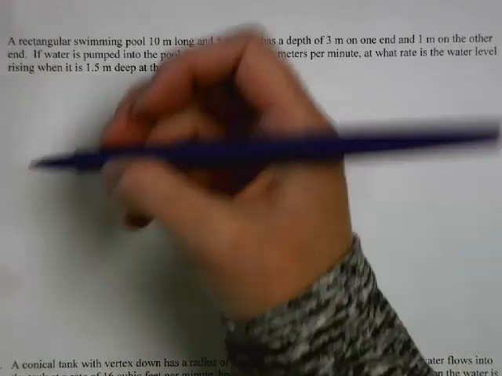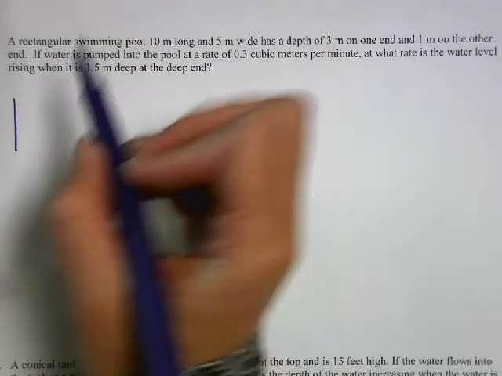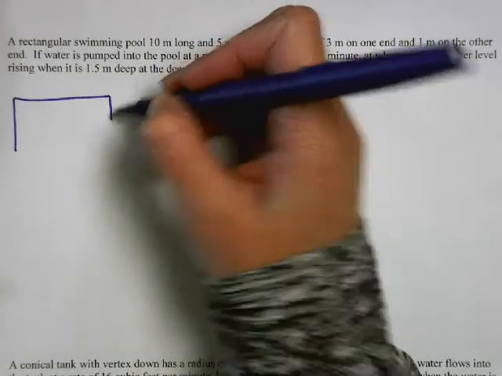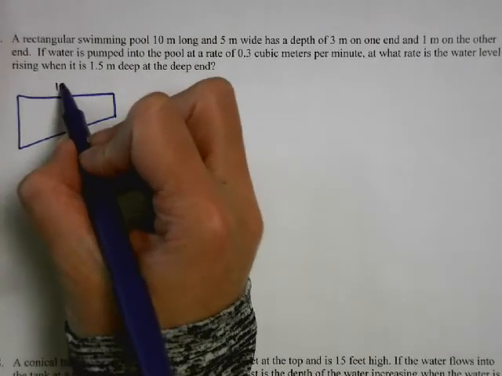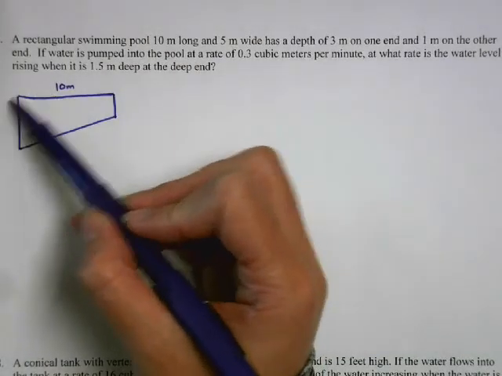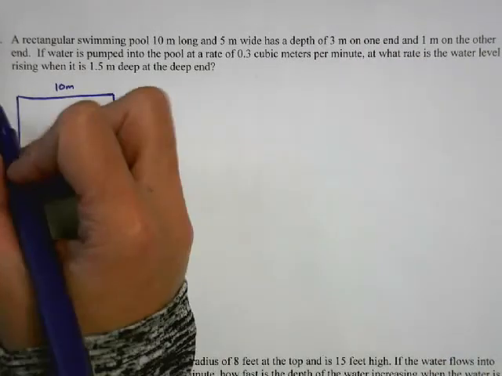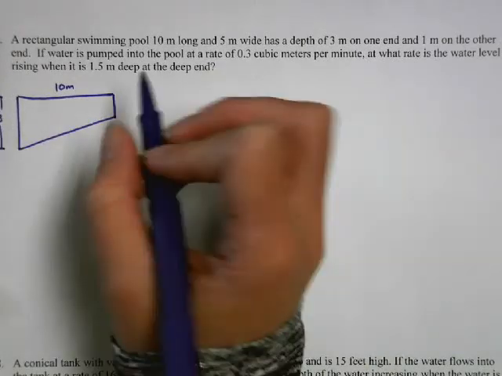Okay, so I'm just going to take a cross-sectional view. So we have a swimming pool that has a deep end and a shallow end. The pool is 10 meters long, and then you can draw, it's going to be 5 meters wide. It has a depth of 3 at the deep end and 1 on the shallow end.